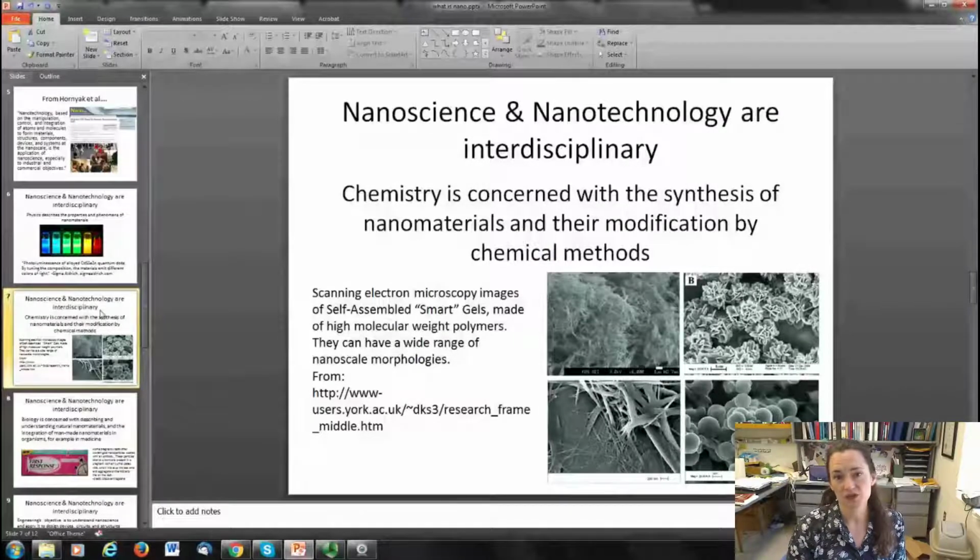Chemists are concerned with the synthesis of nanomaterials primarily and how they can modify them by chemical methods to exhibit different properties. Here you can see some scanning electron microscopy images of these smart gels that are made of high molecular weight polymers. It's a little tough to see, but the scale bar here is on the order of a micrometer, 1,000 nanometers, or hundreds of nanometers, depending on the picture. So you can see that these things have structure that's very rich on the nanoscale.